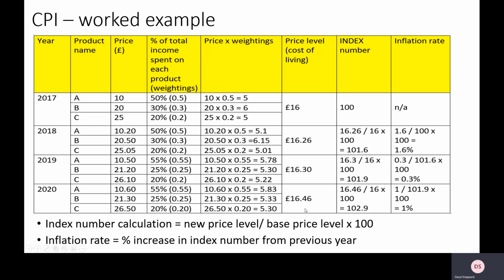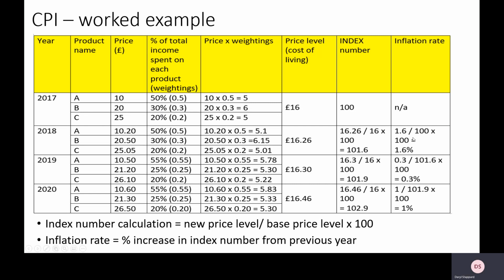We take the same process in 2020. So we take the new price, divide by the base price, multiply it by 100, and we get 102.9. Now hopefully what you can see is that between 2017 and 2020, there has been a 2.9% increase in the cost of living. We can use these numbers now to calculate the rate of inflation.